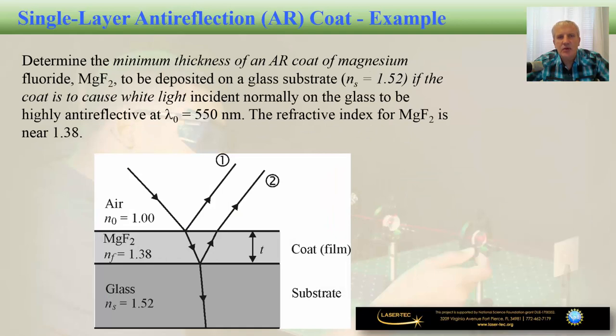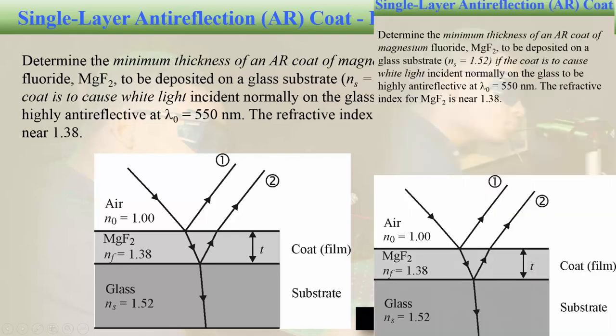Here's another example where we can analyze the case of a single layer anti-reflection coating. We want to determine the minimum thickness of an anti-reflection coat of magnesium fluoride that is to be deposited on a glass surface of index of refraction 1.52 if the coat is to cause white light incident normally on the glass to be highly anti-reflective at specific wavelength of 550 nanometers. Also use as information the index of refraction of magnesium fluoride as being near 1.38.